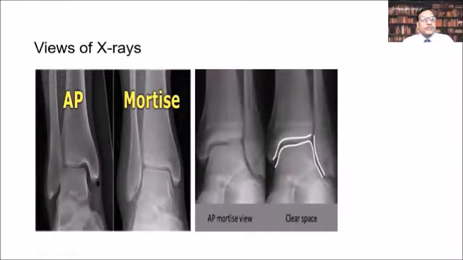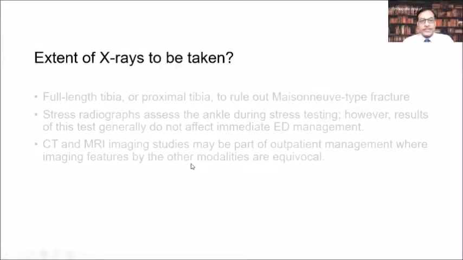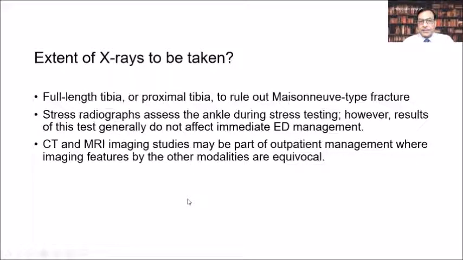So this is how you take it. So AP view, and this is mortise view, where all the 3 joint spaces are visualized. Their clear spaces are important for us. So how much extent of the X-ray? Full length of the tibia and fibula is to be taken to rule out Maisonneuve type of fractures. Sometimes stress radiographs are advisable, but they are not important for the ED management.